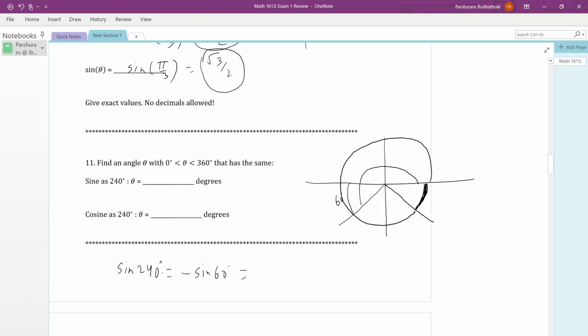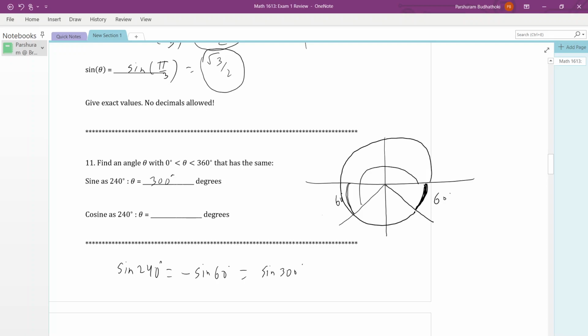So sine 240 and sine... it's not 330, it's 300 degrees, because altogether it's 360. So basically sine 240 and sine 300 degrees give you the same value, which is negative sine 60, because this is 60 and this is again 60. Sine 240 is negative sine 60, and sine 300 is also negative sine 60. So that's why the other angle for which the sine function has the same value as 240 is 300 degrees.